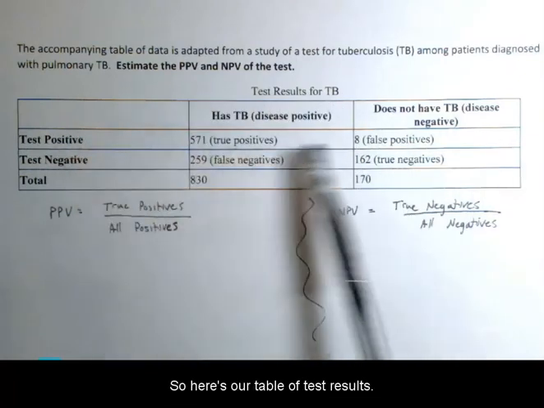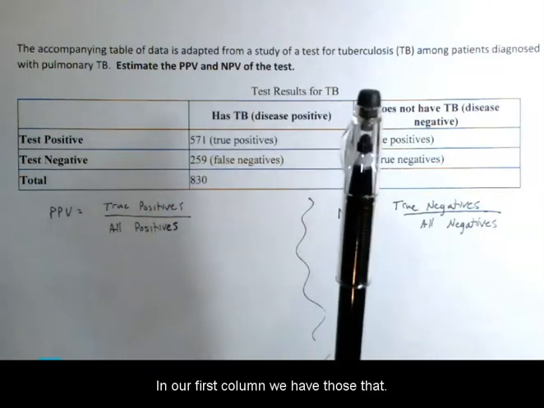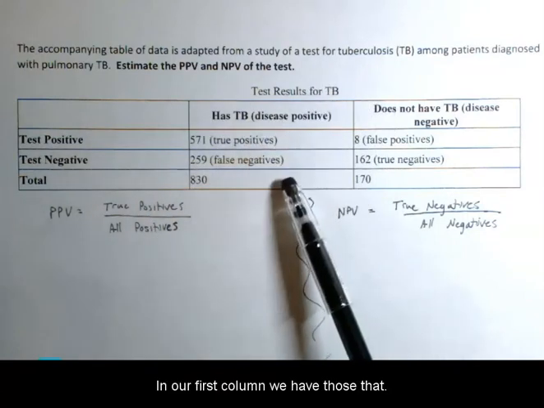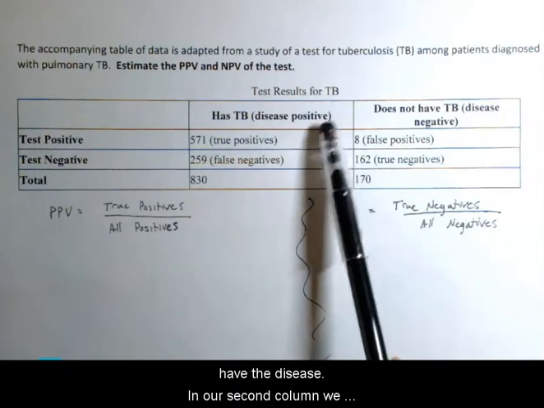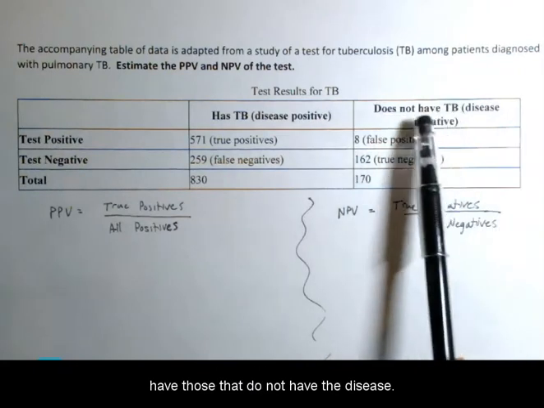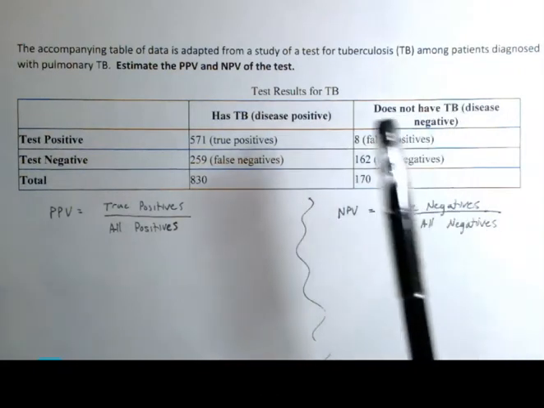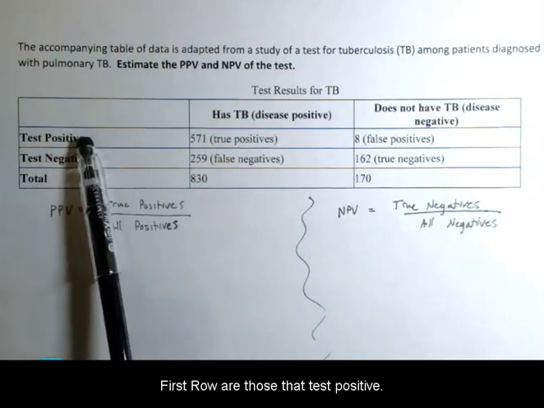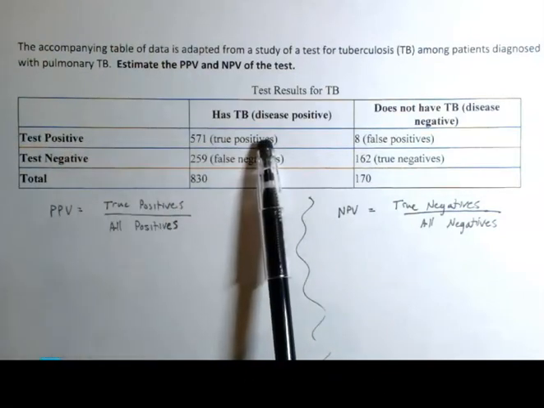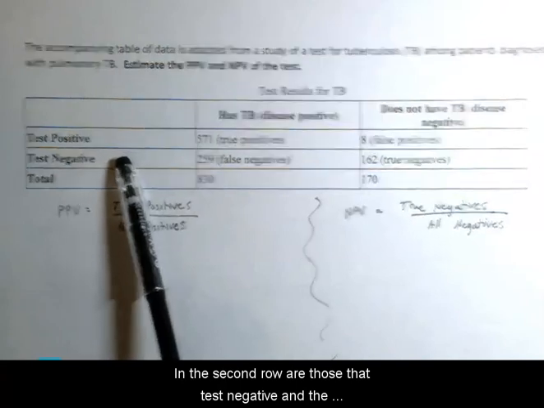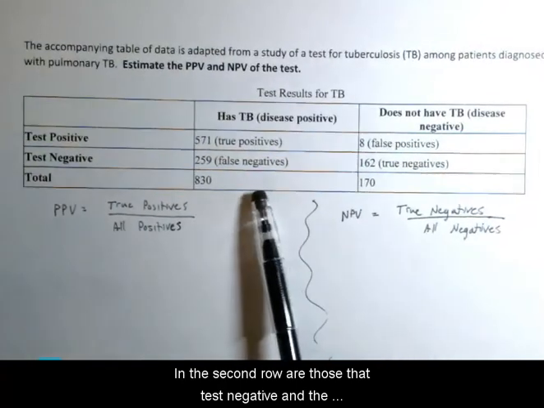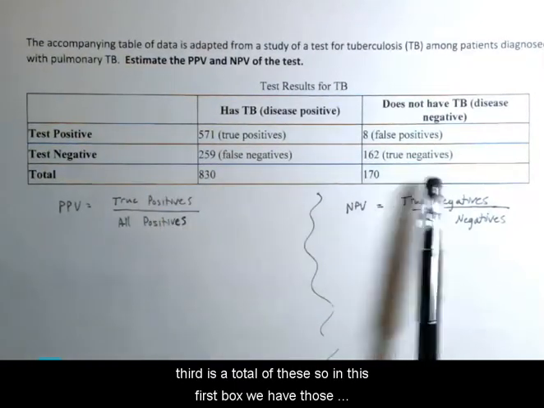So here's our table of test results. In our first column, we have those that have the disease. In our second column, we have those that do not have the disease. The first row are those that test positive, and the second row are those that test negative, and the third row is the total of these.